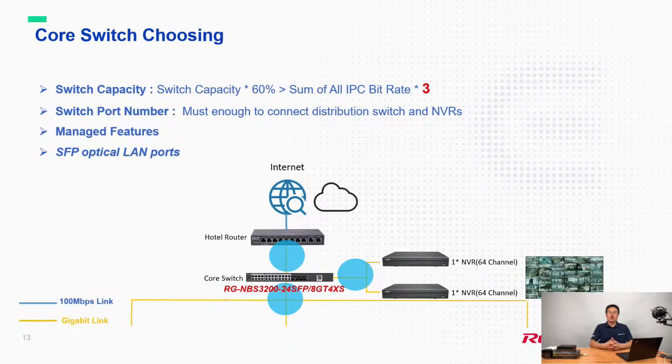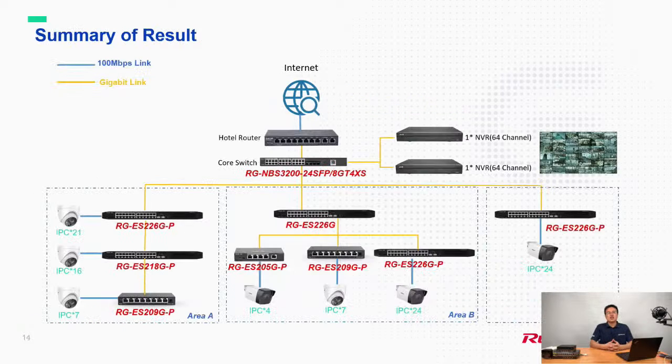Okay, based on this, we suggest that you choose the RG-NBS 3200 series switch. Here is a model number. It's NBS 3010 and 200-24 SFP. It includes 24 SFP LAN ports. Okay. So for the summary of the results, you can see all of the models are here. Now we finished choosing of the switches.